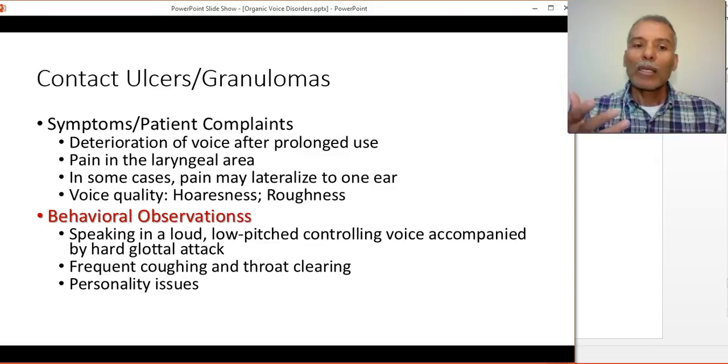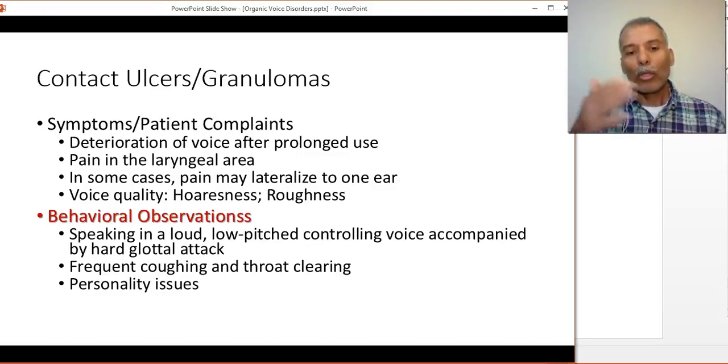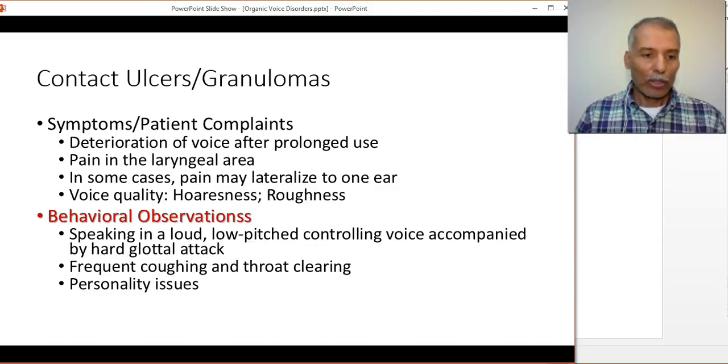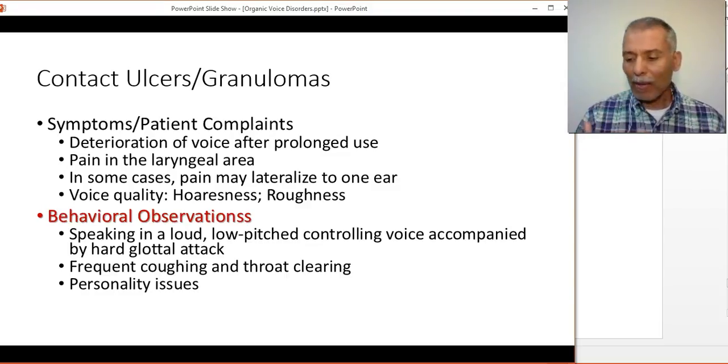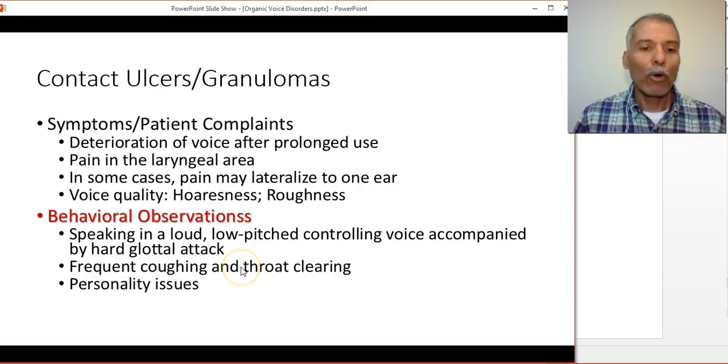But in some cases, throat clearing becomes habitual, like part of a tic. So you need to look for differentiating between these two, and which one is a symptom of which disorder. And of course, you look for the personality, where the person has that attitude and is angry all the time and speaking in that kind of bossy, dominating, controlling voice, and low pitch. The pitch is significantly lower.